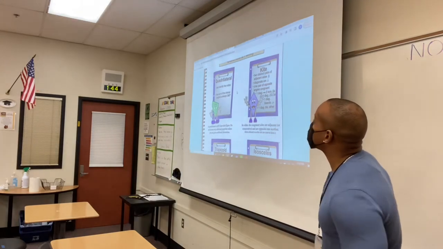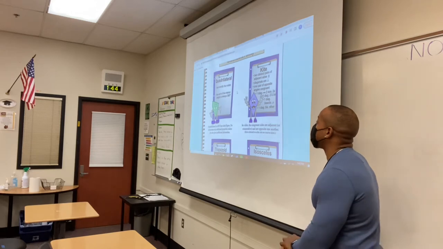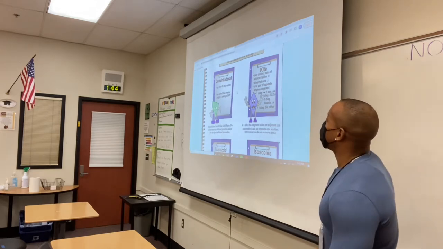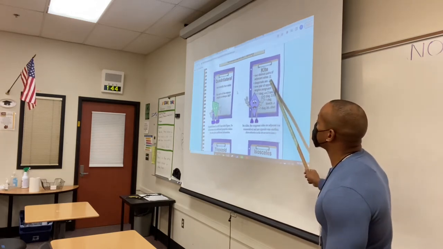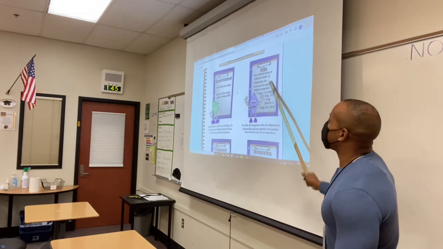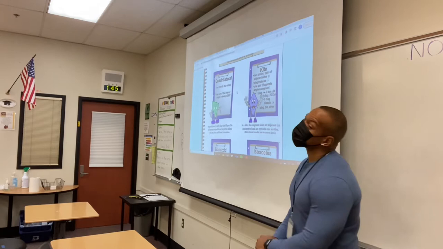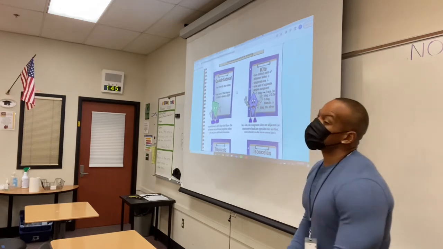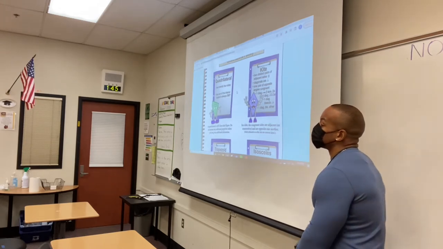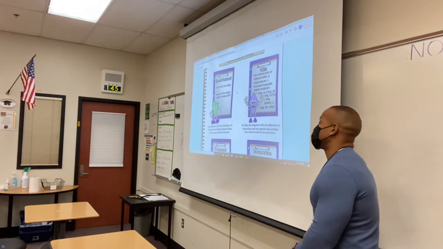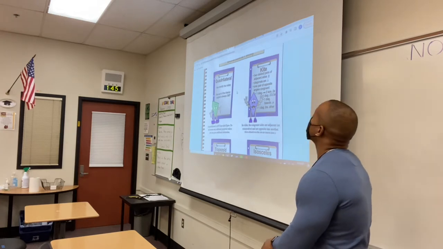A kite. A kite has two distinct pairs of adjacent sides that are congruent. Okay, again, this marking right here, this equal sign with this little sideways S, means congruent. What does congruent mean again? Exact same size and shape. Same size and same shape. You cannot have one without the other and still be congruent, okay? Do not forget that, okay?